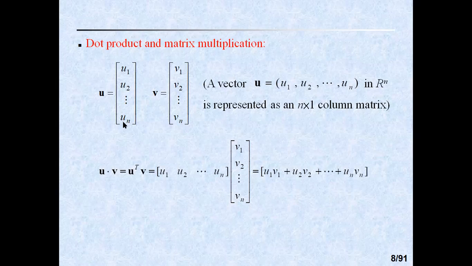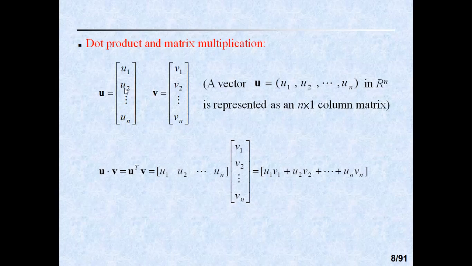u1, u2, un as an n by 1 column matrix. V can also be represented as an n by 1 column matrix. Now define the dot product of u and v, represented as u dot v, in terms of matrix multiplication. This can be represented as u transpose into v.